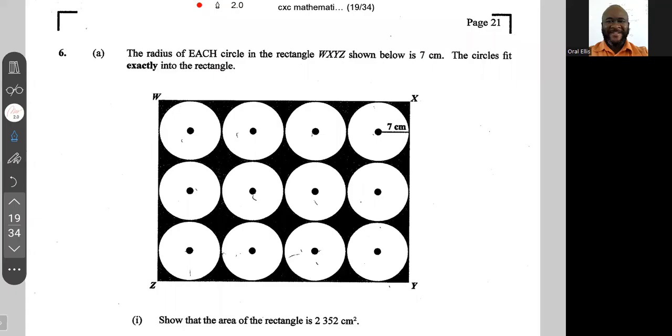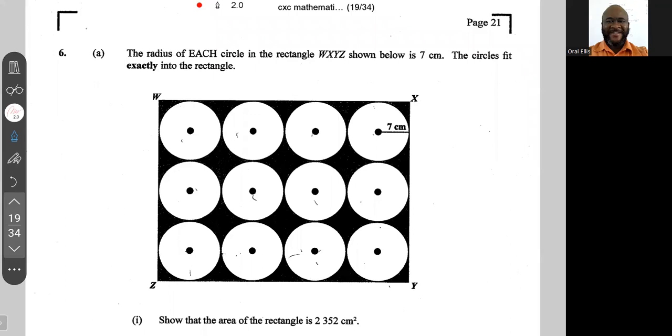All right, question number 6 says the radius of each circle in the rectangle WXYZ shown below is 7 centimeters. So each of the radius is 7 centimeters. Notice that the circles are touching and that they go from one end of the rectangle to the next end. The circles fit exactly into the rectangle.